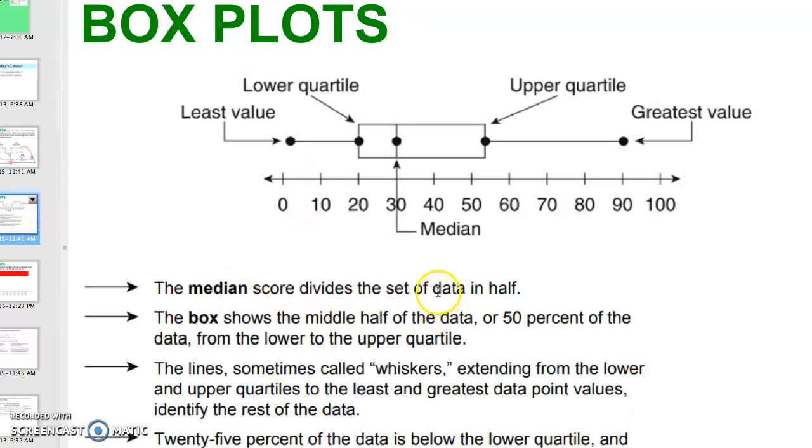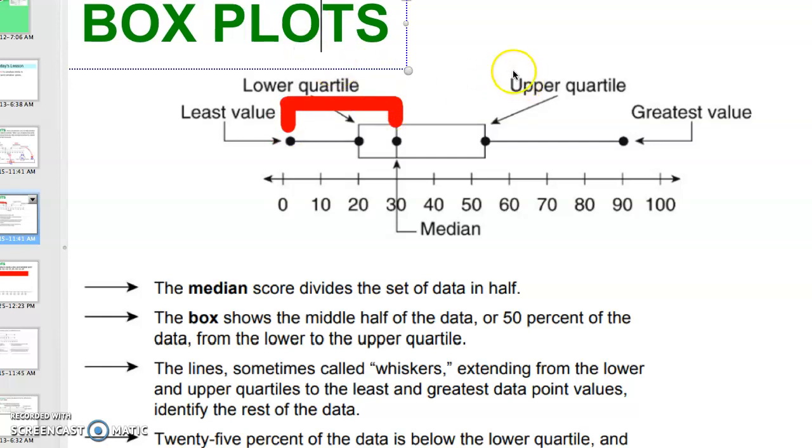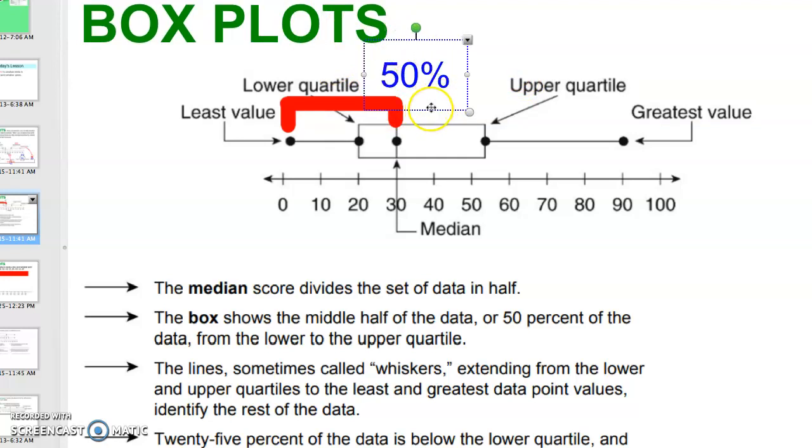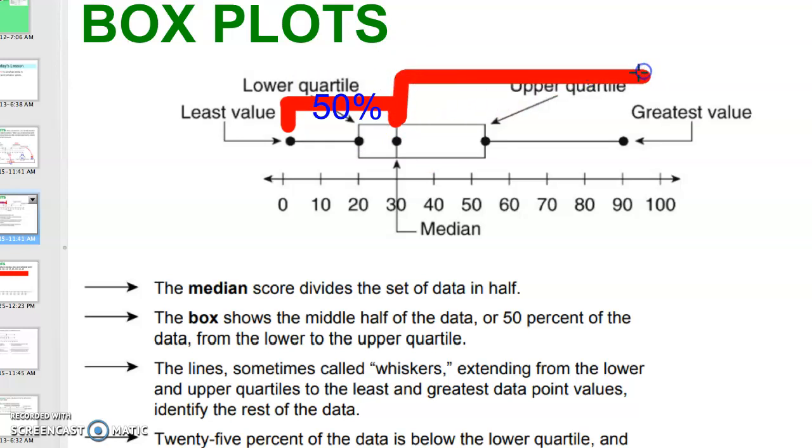So the median score divides the data set in half. So what that means is that from here to the median, here, that's half of the data. Half of the data is 50%. So that means from here to here is 50% of the data, right? Then from the median to the end, this here is another 50% of the data, okay? Because it's divided in half. The middle, the box in the middle, that's also 50% because from here to here is 25, from here to here is 25. So this box is 25%, this box is 25%.